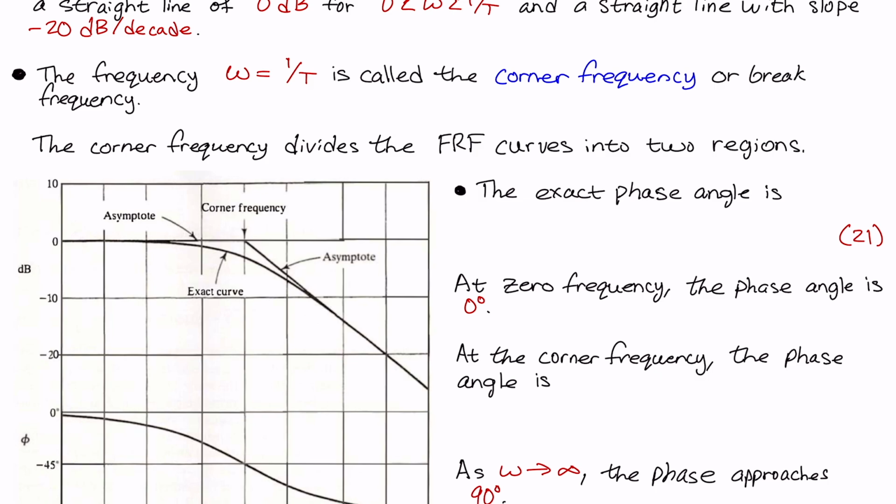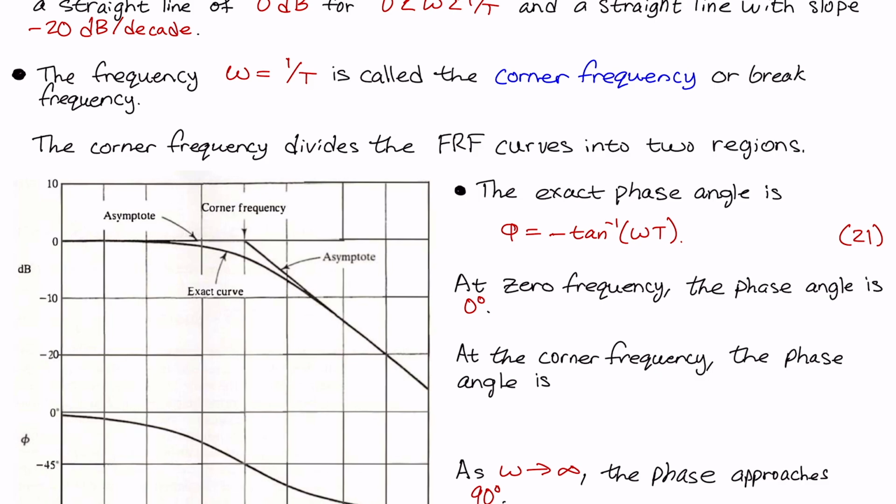All right, we're going to take a look at the phase angle here. The exact phase angle for this system is phi equal to minus the inverse tangent of omega T. We're not really going to be able to do any asymptotics here, so we're just going to have to recognize what happens at the corner frequency.